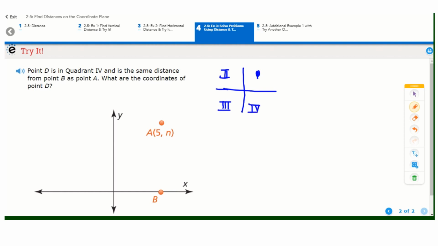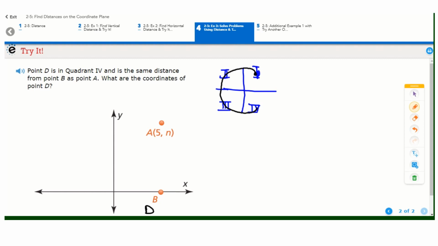So remember, you can remember the quadrants by creating a letter C starting at the top. So this is quadrant 1, quadrant 2, quadrant 3, and this is quadrant 4. So point D is in quadrant 4. So quadrant 4 is down here. So point D is going to be down here somewhere.